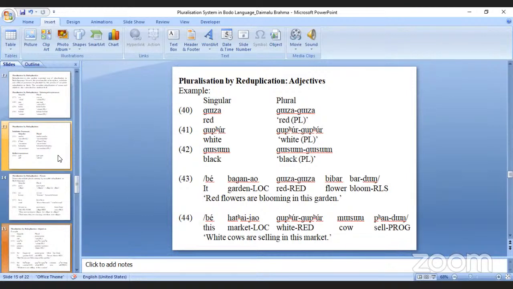So here, red flowers are blooming in this garden. Or what is the meaning? Can you get this meaning? There are red flowers blooming redly in the garden. Do you have that kind of blooming redly in the garden, or no, simply?